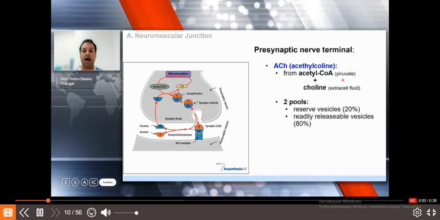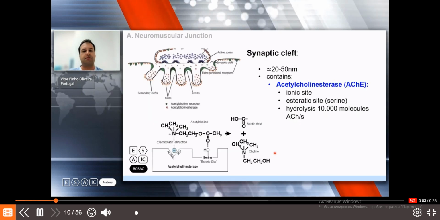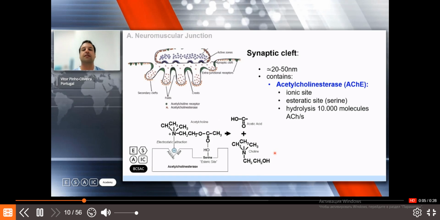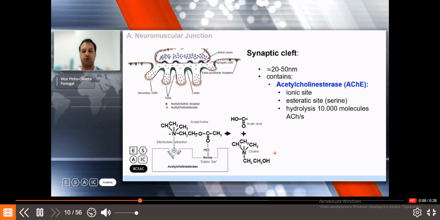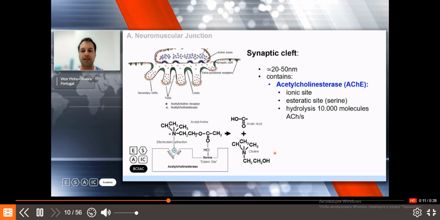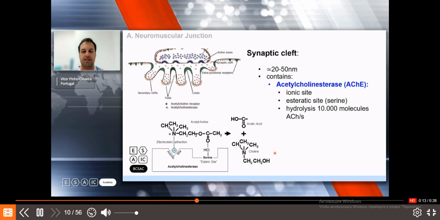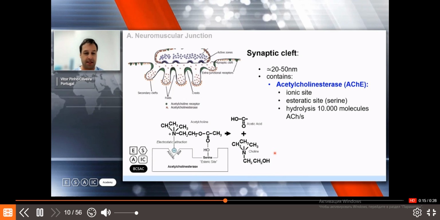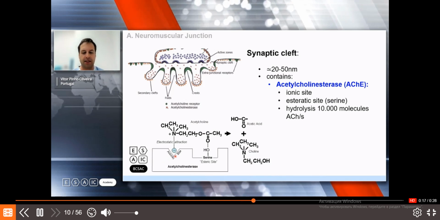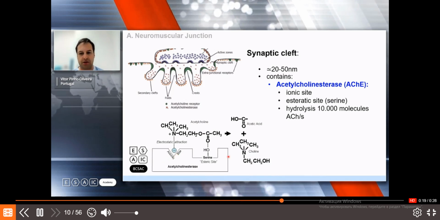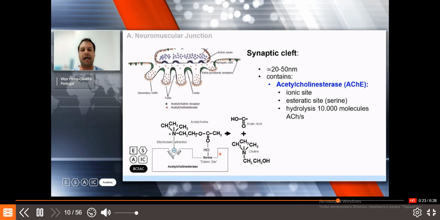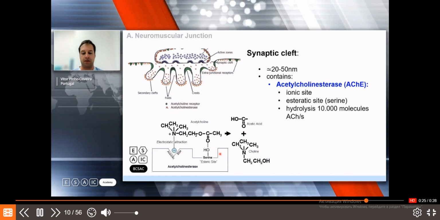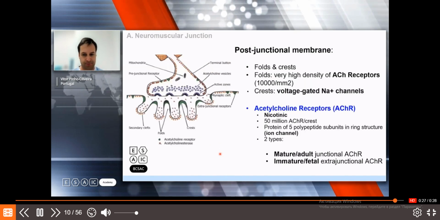The synaptic cleft is a narrow cleft that contains acetylcholinesterase, the enzyme that acts on acetylcholine. It has an ionic site and an esteratic site bound to the serine group, and it is able to hydrolyze about 10,000 molecules of acetylcholine per second.